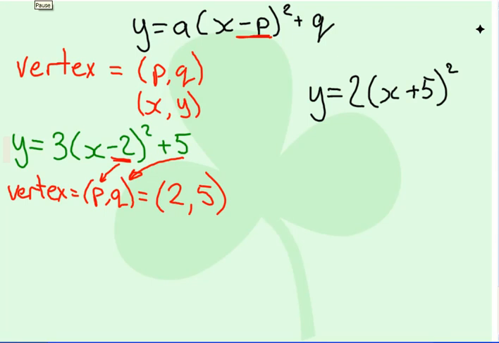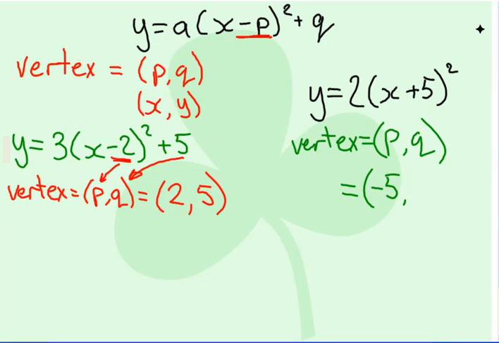y equals 2 times (x plus 5) squared, and if I have nothing on the back, we need to remember that our vertex, which is still (p, q). Well, my p, opposite sign, so in this case it's going to be a minus 5. Now I don't have anything written down in the q. If there's nothing written down there, it's going to be a 0. So negative 5, 0.